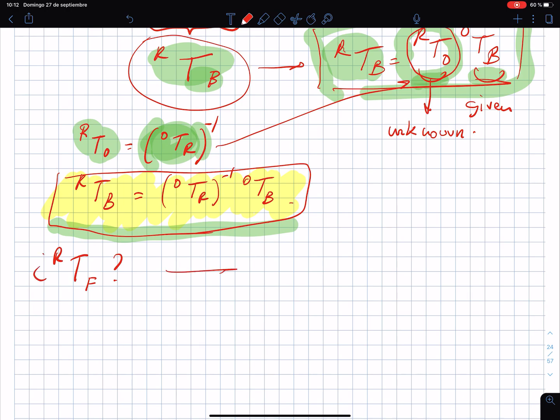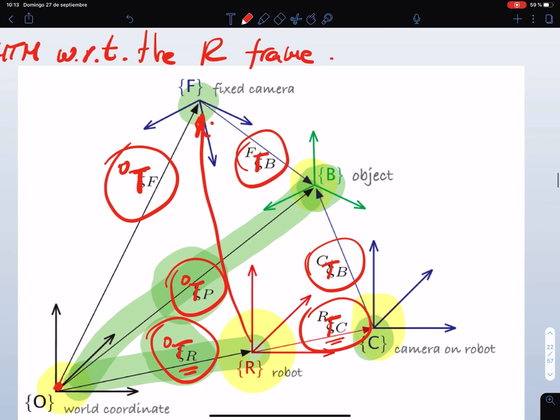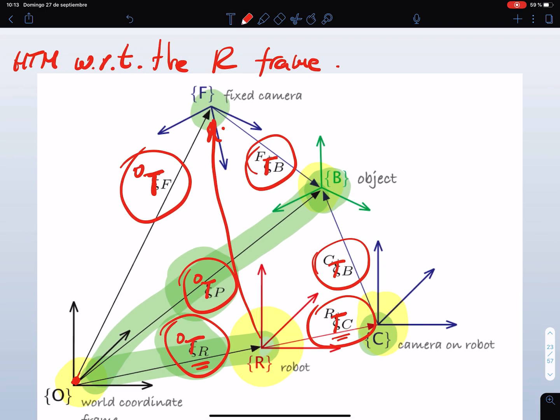So in coordinate equations, we are looking for a matrix that transforms coordinates from F to R. How do we deal with that? Again, we will find an indirect path for getting from F to R. And this indirect path is actually obtained by following steps that are known.